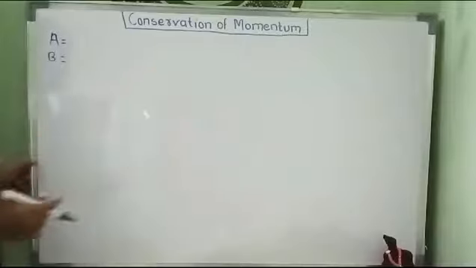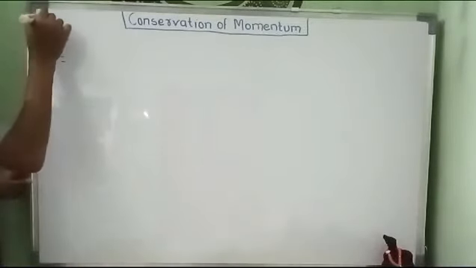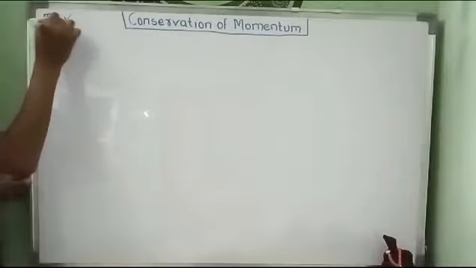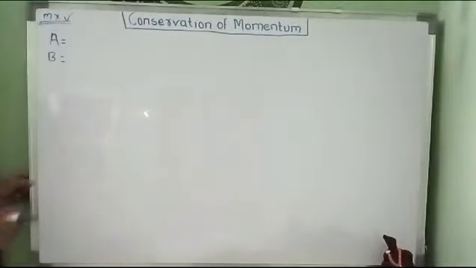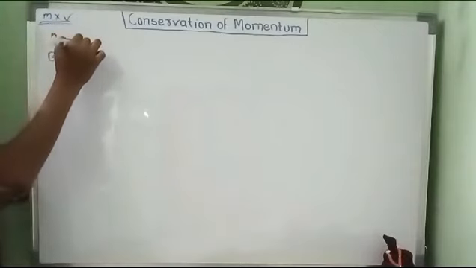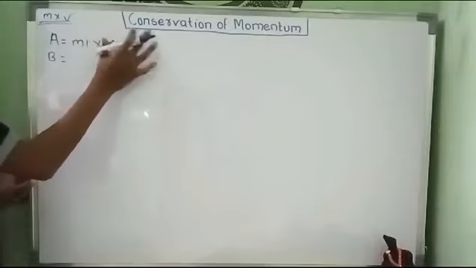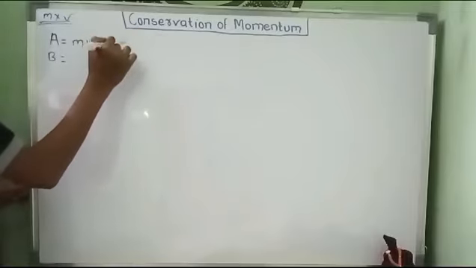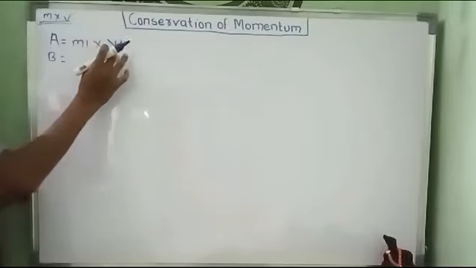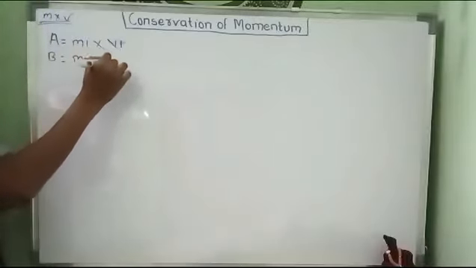So first we understand what is momentum. Momentum means mass into velocity. What is momentum? Mass into velocity. So object A is m1 multiplied by v1, where m means mass and v means velocity. And object B is m2 multiplied by v2.